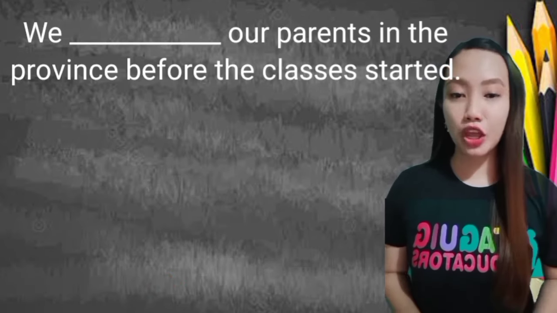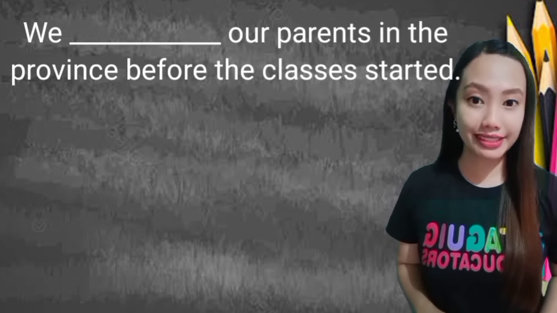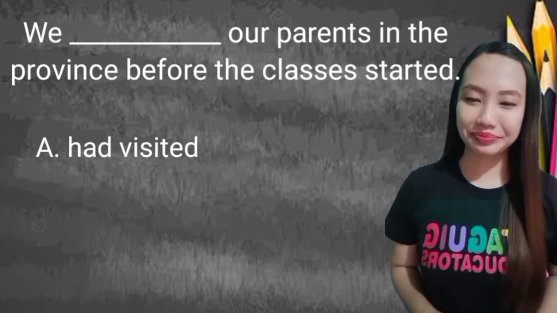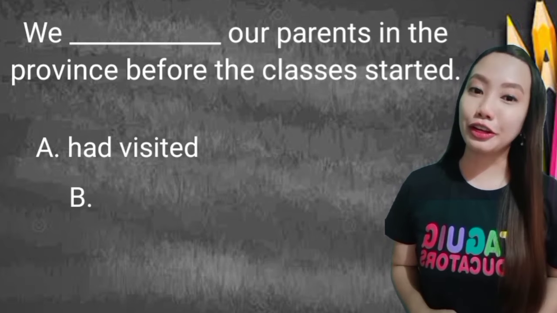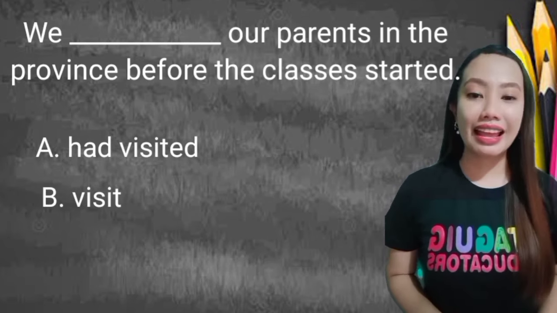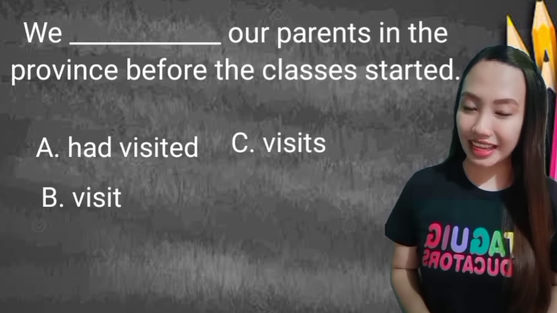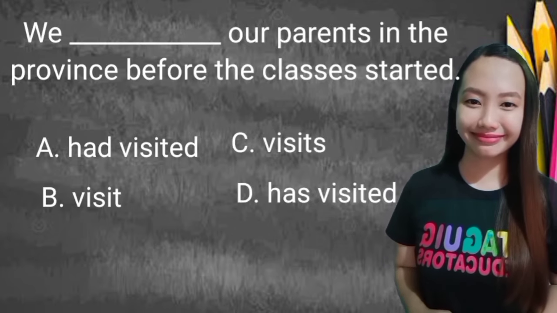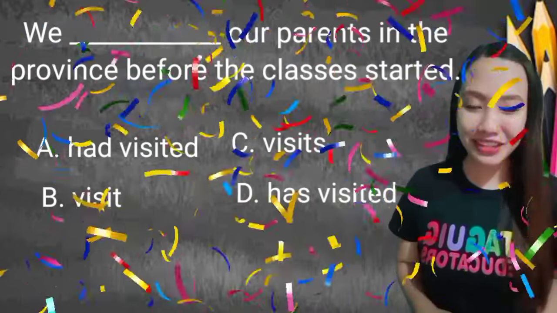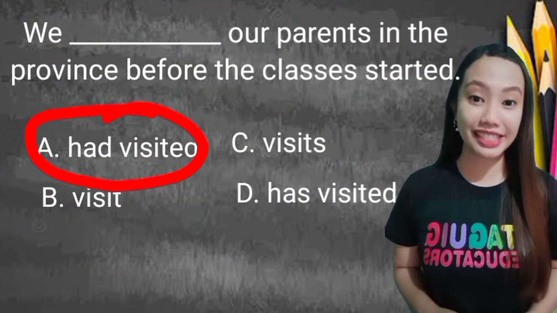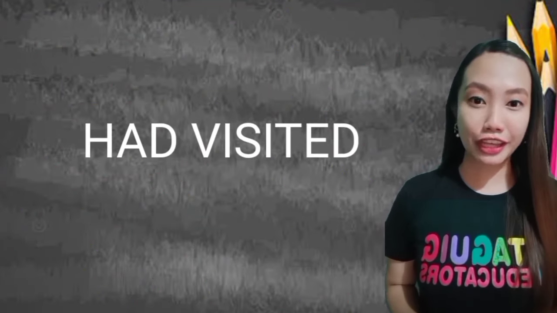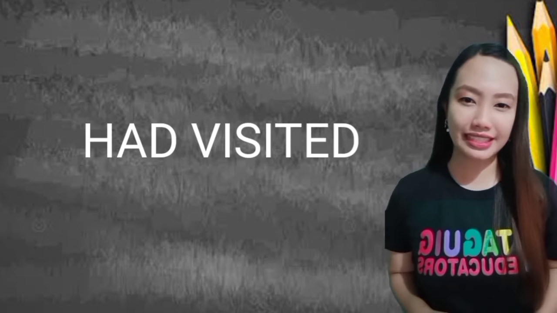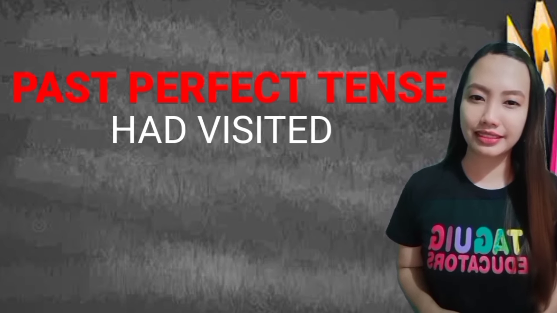Number 2. We blank our parents in the province before the classes started. Letter A, had visited. Letter B, visit. Letter C, visits. And letter D, has visited. Correct. The answer is letter A, had visited. That sentence contains two past events or two past actions. The verb phrase had visited is in the past perfect tense.